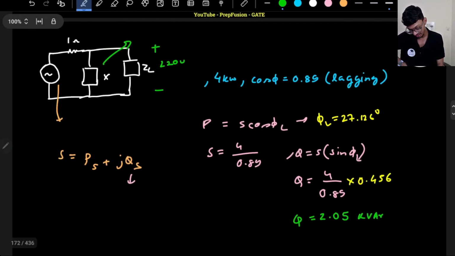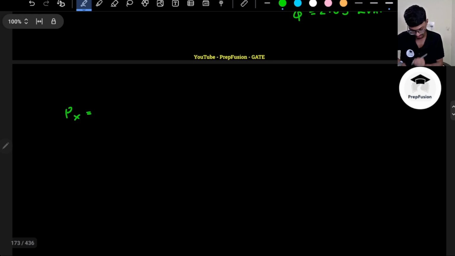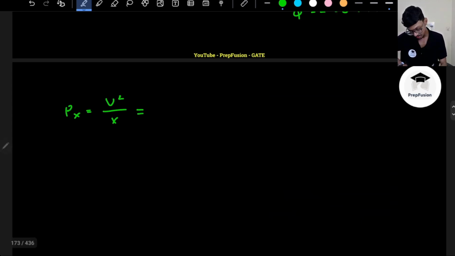So please, fundamentals is very, very important. The reactive power supplied by this reactance X will be V square divided by X. All these I have taught you in the AC analysis, it's not like I have not taught you. So I will write here directly, I will not explain anything here. So this is V square by X.